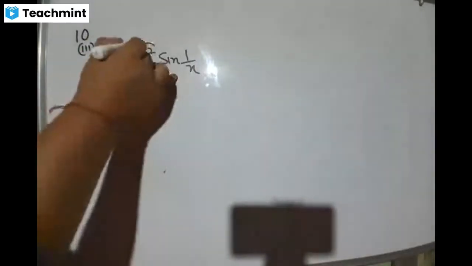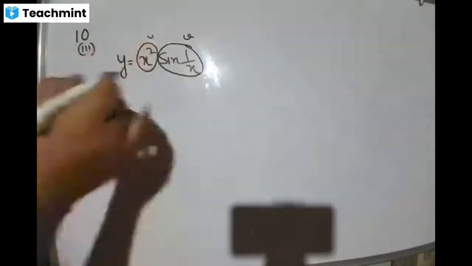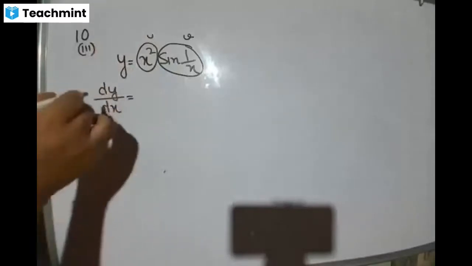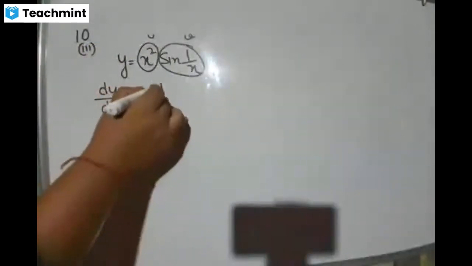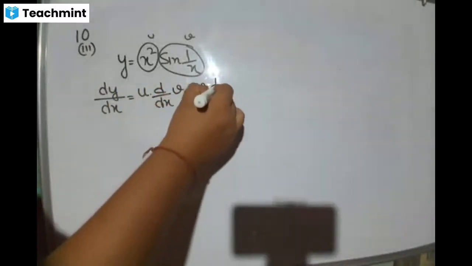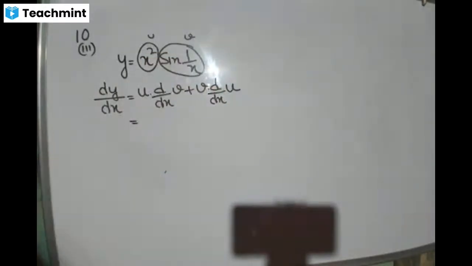So the first one becomes your u and the second one becomes your v. So the rule is dy by dx is equal to, I'll just write down the rule. The rule is u as it is, differentiate v, the second one. Now you keep v as it is, differentiate the first one. So please substitute the value.